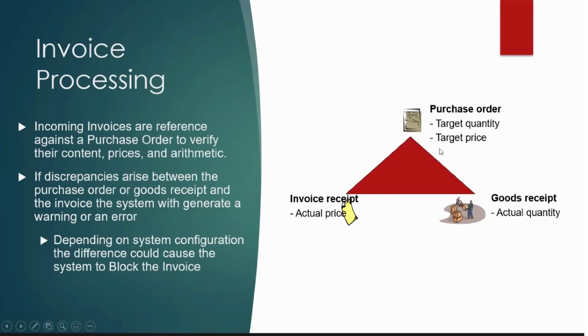Because the purchase order is like an agreement that you have with the vendor. If there is any difference, the system will generate a warning or error. So they say depending on the system configuration, the system can block the invoice. Okay, they can block it completely. They said, okay, I will not submit it until we clarify the problem. Any question?